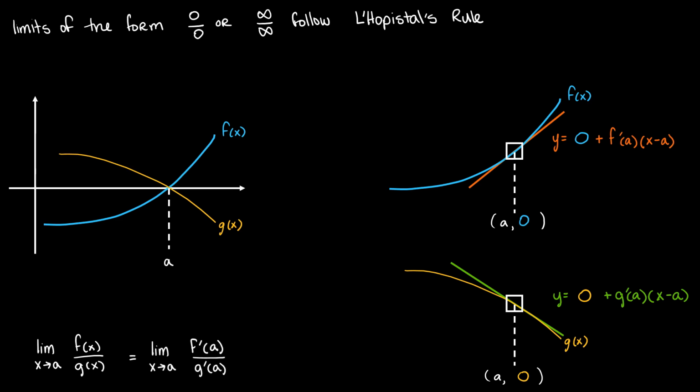If you know that your limit has an indeterminate form of 0 over 0 or infinity over infinity, then you can take the derivative of your numerator function, take the derivative of your denominator function, and plug in a. Way less algebra to do it this way.